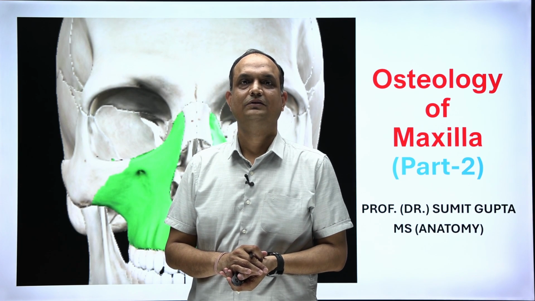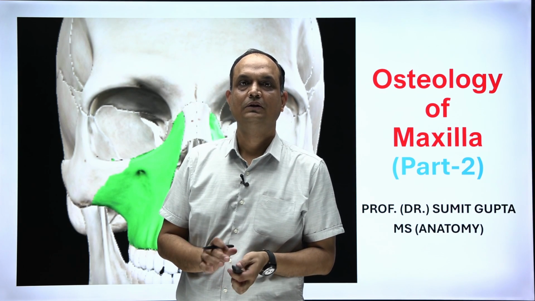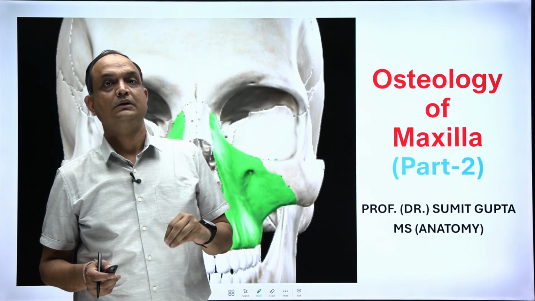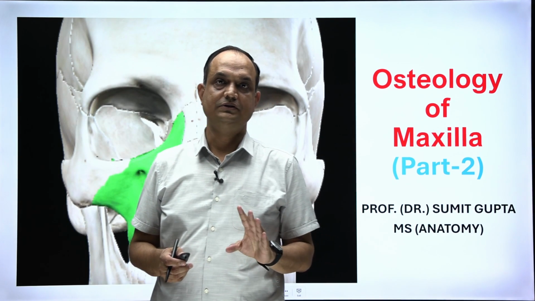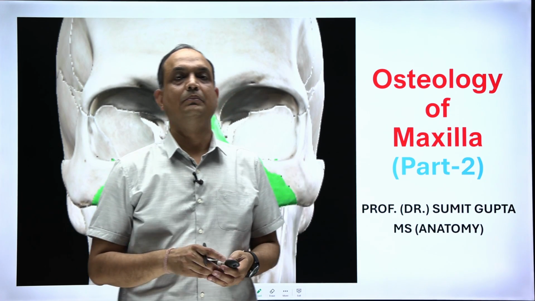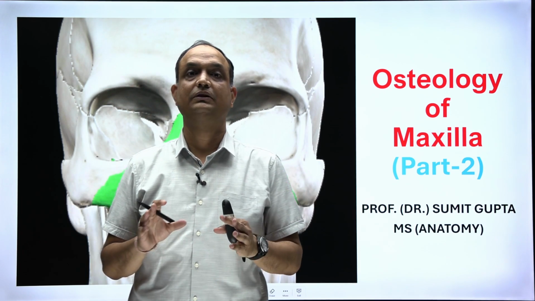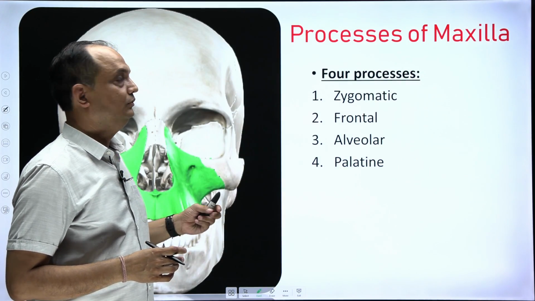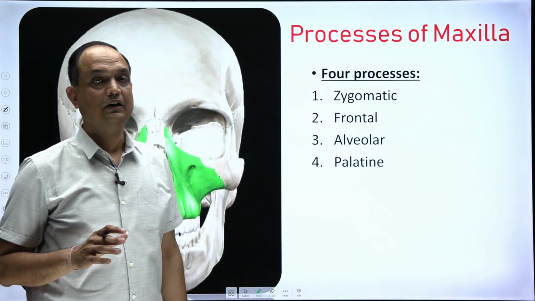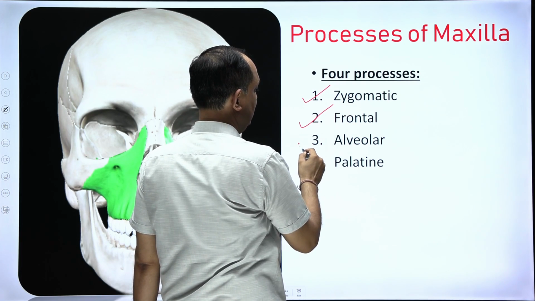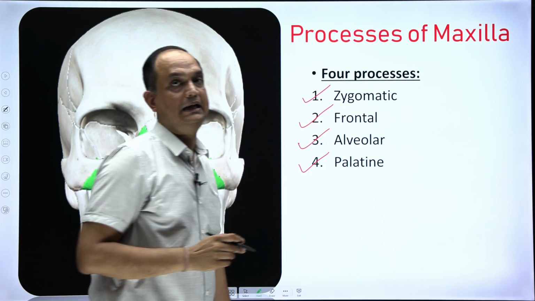Hello students. So yesterday we discussed part 1 of this lecture where I told you about the different surfaces and their features. Now in today's session we will continue, and today I will discuss the processes of the maxilla. Now when you have the maxilla, you know that there are 4 processes. One is known as the zygomatic process, one is the frontal process, the alveolar process and the palatine process.